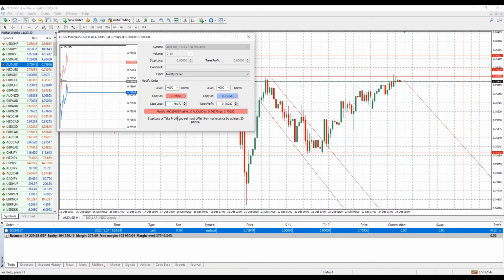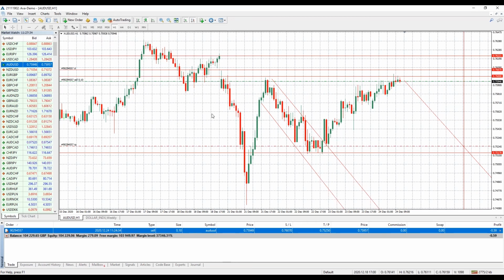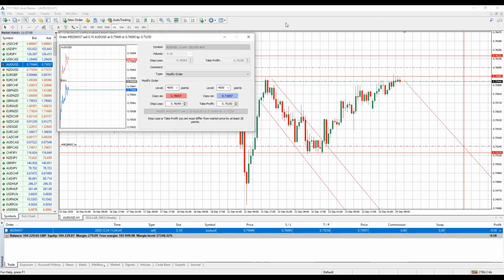Okay, 76.07. Now I think we have it right. There we are. Okay, so stop loss now is just below this red line that I drew. Okay, there, you see the dotted line? There's my stop loss. Maybe I get rid of this line so I can see my stop loss line.